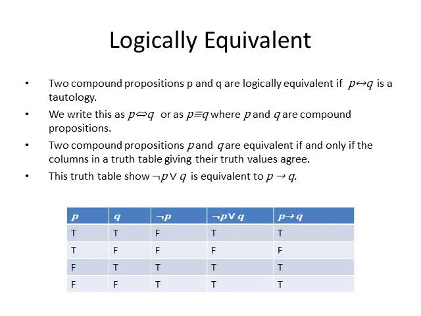So we already know what a logically equivalent statement is. Let's assume that P and Q are two compound propositions. Under all circumstances, if P's truth value and Q's truth value are the same, then these two compound propositions are logically equivalent. So if P is true and Q is also true, or P is false and Q is also false, then P and Q are logically equivalent.